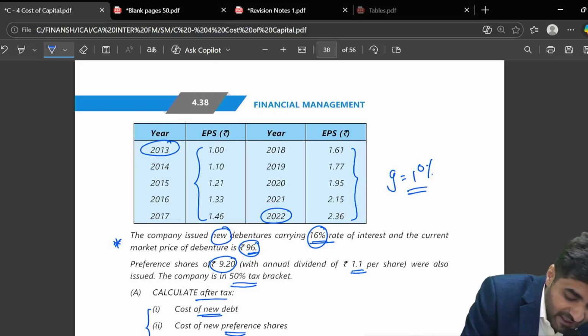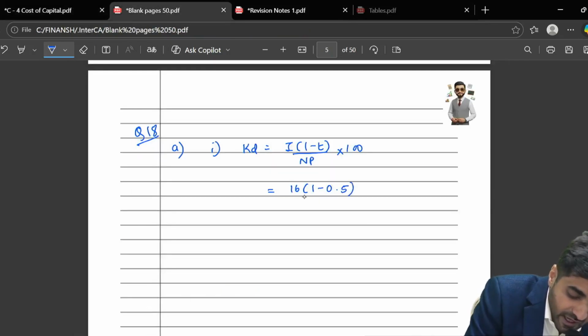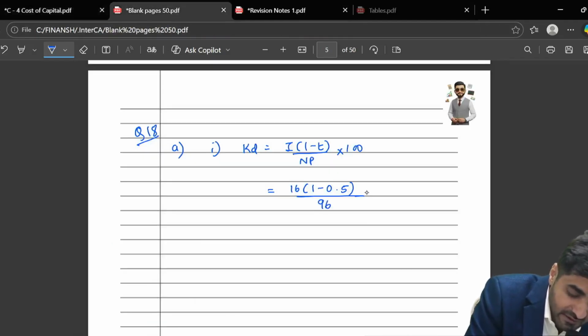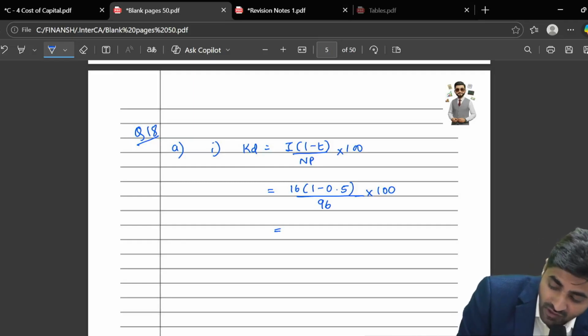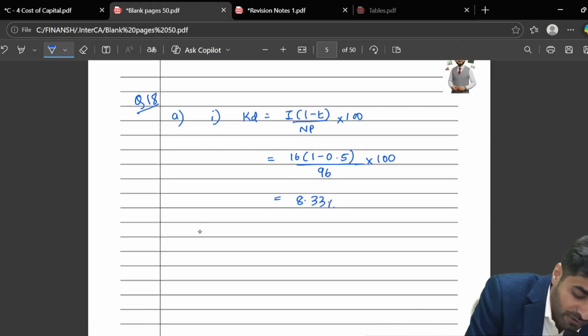What's your tax rate, guys? Your tax rate is nothing but 50%. And what's your net proceeds? Your net proceeds is nothing but 96. So what is going to be your final answer? 8 divided by 96 into 100. What is this answer going to be? 8.33%.